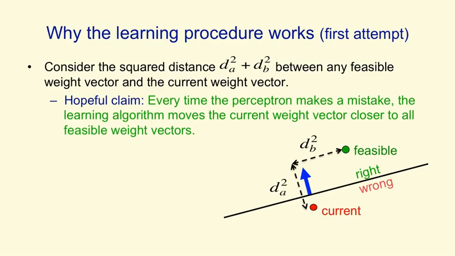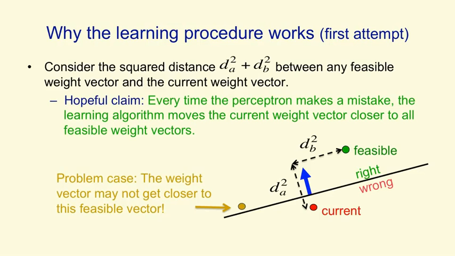Now this is almost right, but there's an unfortunate problem. If you look at the feasible weight vector in gold, it's just on the right side of the plane that defines one of the training cases. And the current weight vector is just on the wrong side, and the input vector is quite big, so when we add the input vector to the current weight vector, we actually get further away from that gold feasible weight vector. So our hopeful claim doesn't work, but we can fix it up so that it does.